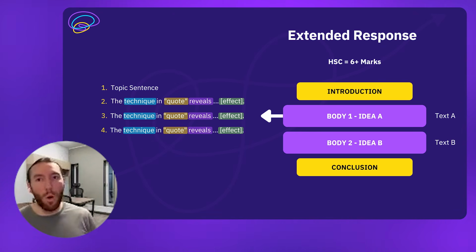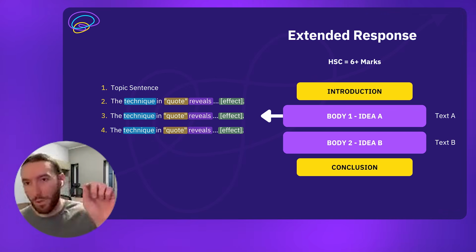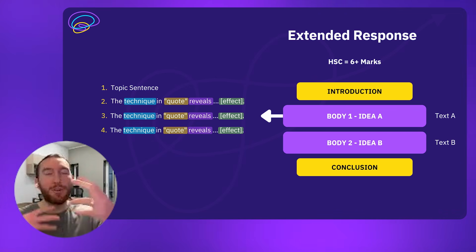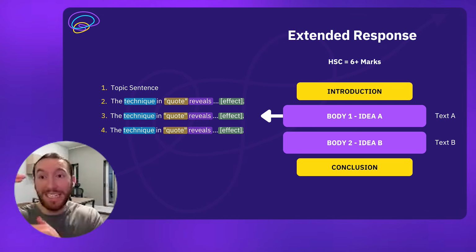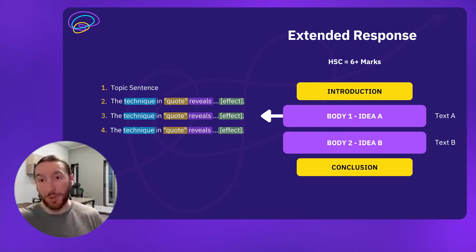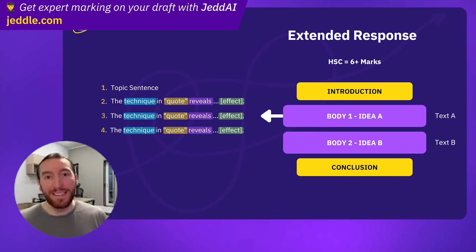Typically you'll just get 1 6 or 7 marker. And if you get it, you'll know what to do. I've got 1 sentence in the introduction, just introducing the key ideas. Then I've got my 2 body paragraphs that have 1 idea on each text, if you have 2 texts. But if you have 1 text, then I have 2 different ideas on the text. And then I have my 1 sentence conclusion, which can just be about the impact. What is the impact on the responder?